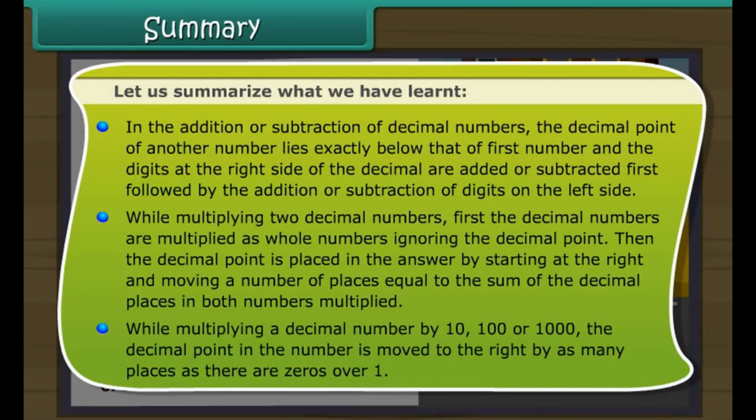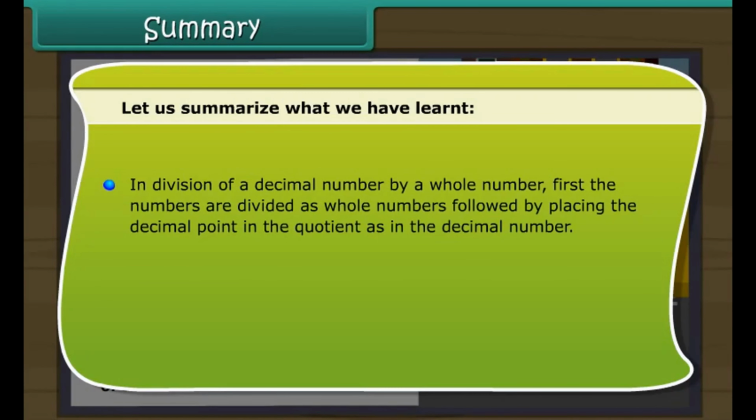While multiplying a decimal number by 10, 100 or 1000, the decimal point in the number is moved to the right by as many places as there are zeros over 1. In division of a decimal number by a whole number, first the numbers are divided as whole numbers, followed by placing the decimal point in the quotient as in the decimal number.